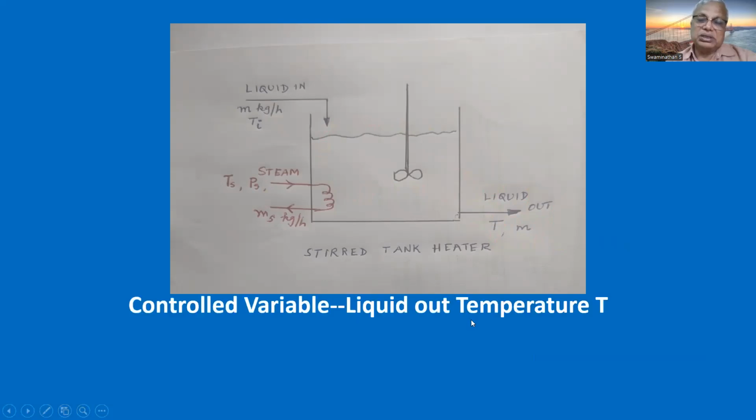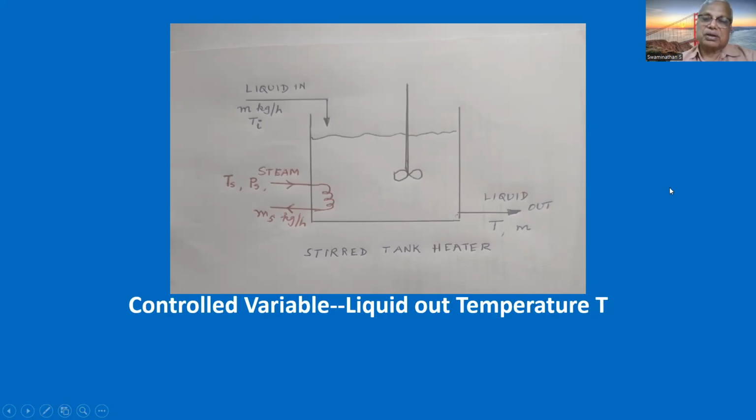So the control variable is the liquid outlet temperature T. If there are some disturbances, I want the control system to restore this liquid outlet temperature T. There may be different external disturbances which might cause this liquid outlet temperature to vary, and I want the control system to restore that temperature to T. So the control variable is chosen as the liquid outlet temperature.